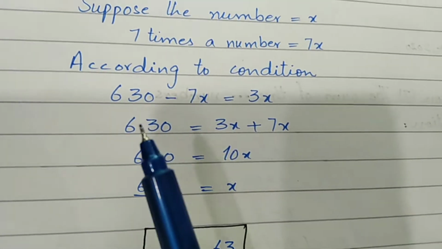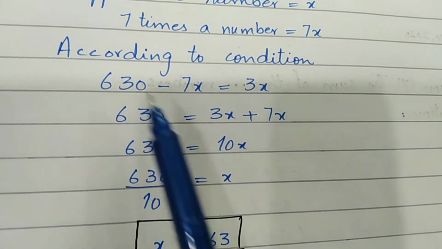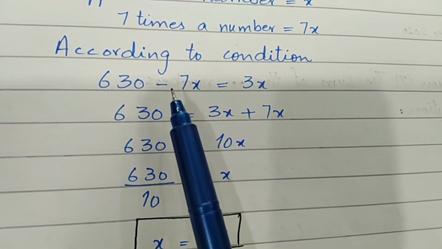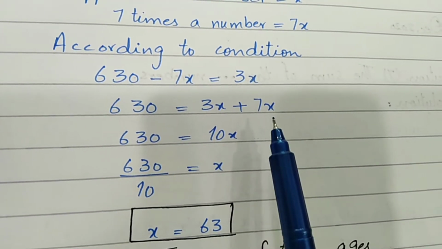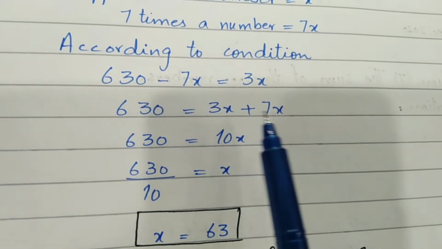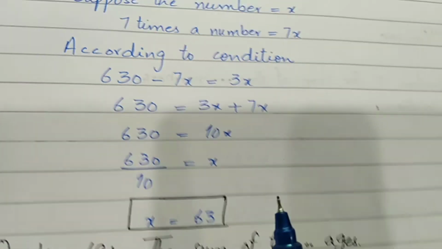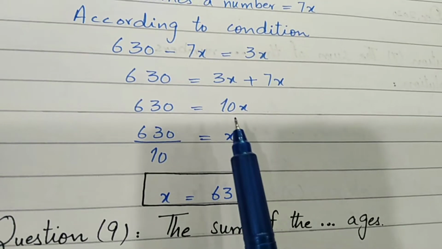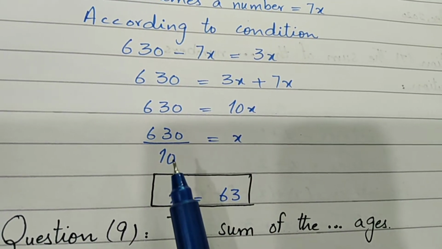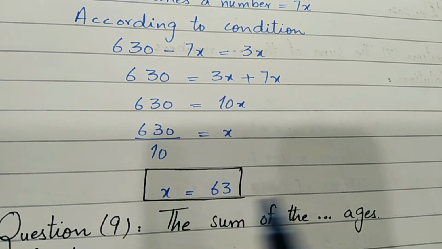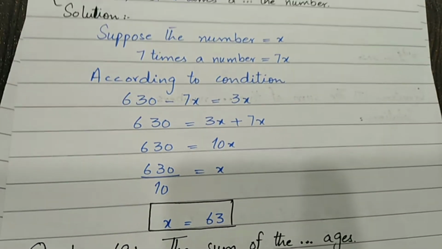Now we have to separate the like terms on the right hand side. So 630 as it is, equals 3x, and negative 7x will become positive 7x. Now 630 is equal to 7 plus 3, that is 10x. Now 10 is multiplying with x, so it will be divided on the left hand side, and after the cancellation x is equal to 63. So the number is 63.